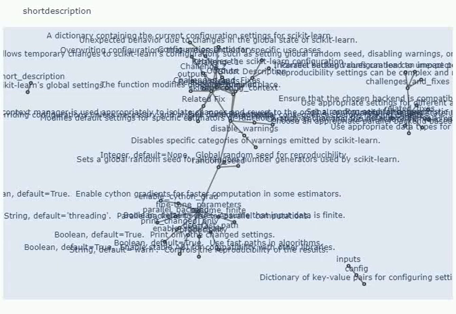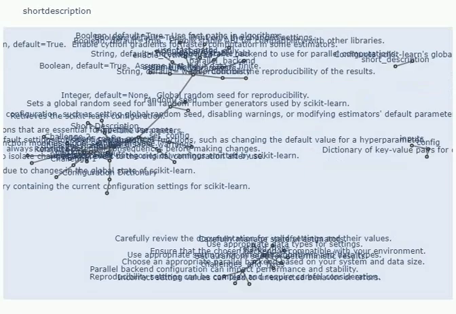Short description. Short description configures scikit-learn's global settings. This provides a concise summary of the function's purpose. It lets users know that this function is designed to modify the global configuration of the scikit-learn library.